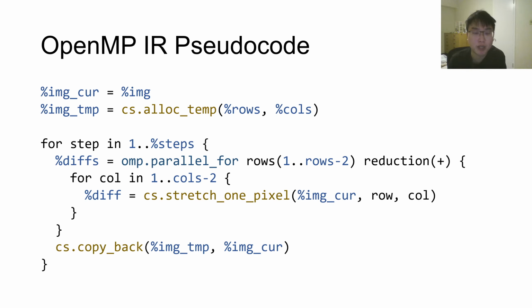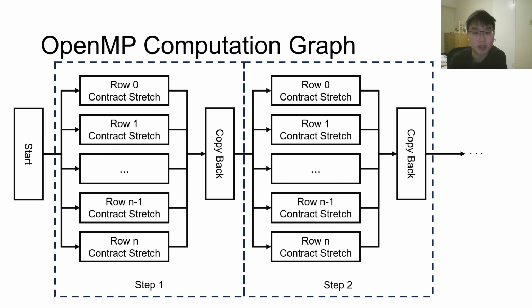Once we have this IR, it's very simple to turn it into a computation graph. For each step, I group the pixel computations by row and represent each row as a node labeled parallel row 1, row 2, and so on. All of these nodes are independent of each other, so they appear side by side in the graph, and they can potentially execute in parallel.